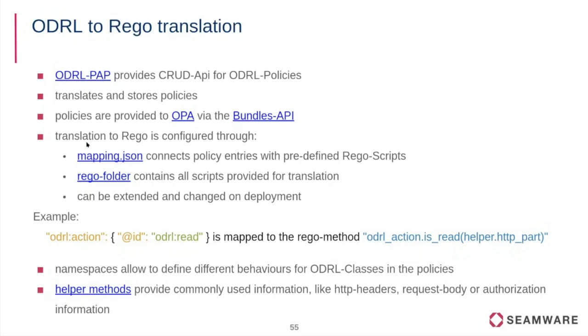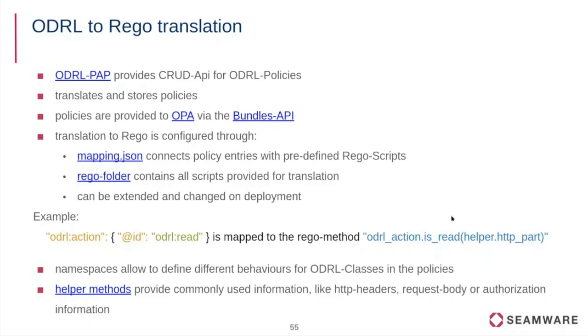We have a JSON file that connects the policy entries with predefined Rego scripts. So, for example, for our ODRL read, the mapping JSON defines which Rego script should be used to decide if the read is actually read in the HTTP context. And we have a Rego folder where all the scripts are provided. So the script that defines this ODRL read, and this can be extended and changed on deployment. We have an example here. So ODRL action, ODRL read will map to the Rego method ODRL action is read, HTTP part.